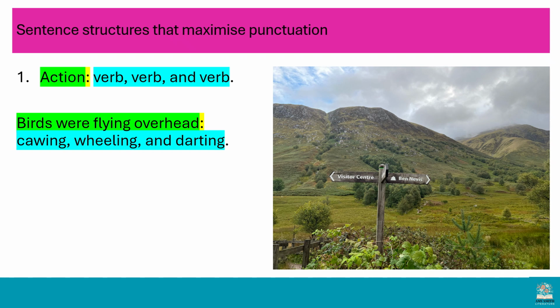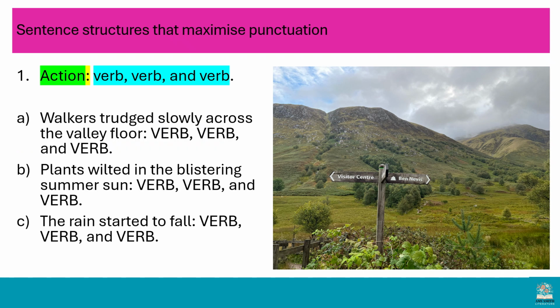So the first sentence structure is action, verb, verb, verb. So I've got my action, birds were flying overhead. I put my colon, that's the important bit here, get the colon right. And then I've got 3 verbs after it, so cawing, wailing, and darting. So it's your turn to practice. Action, colon, verb, verb, verb. So pause the video, complete the practice sentences, start the video again when you are ready.